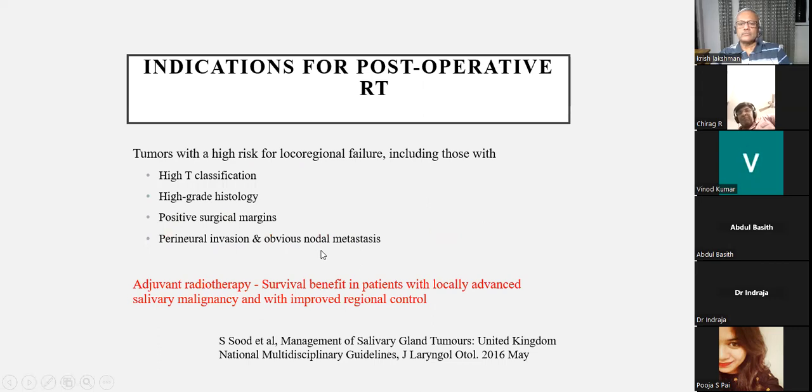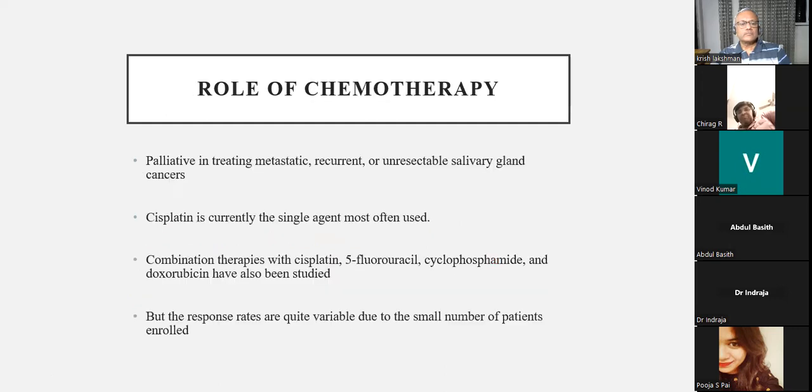Indications of postoperative radiotherapy include high tumor classification, high-grade histology, positive surgical margins, perineural invasion, and nodal metastasis. Adjuvant radiotherapy has survival benefit in patients with locally advanced malignancy with improved regional control.